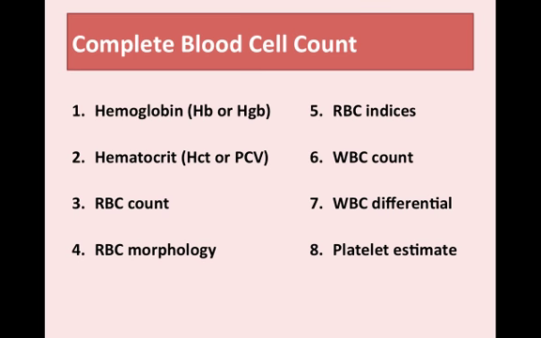A complete blood cell count includes a lot of different tests. It's a very routine procedure performed in the lab on a lot of different specimens, and it gives you a lot of information, including your hemoglobin, hematocrit, red blood cell count, red blood cell morphology, shape and size, red blood cell indices, white blood cell count, white blood cell differential, and platelet estimate.